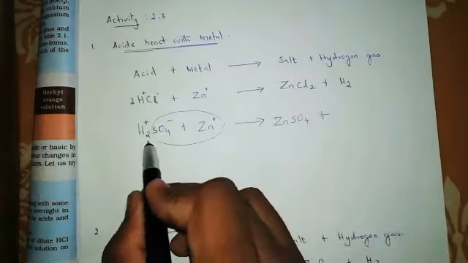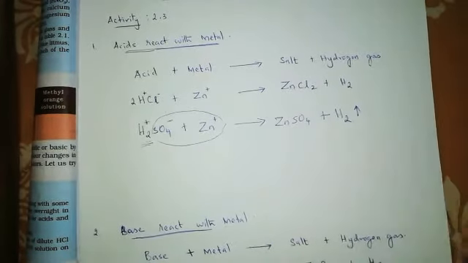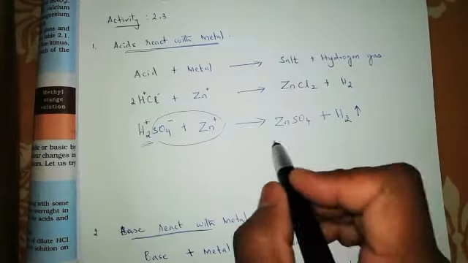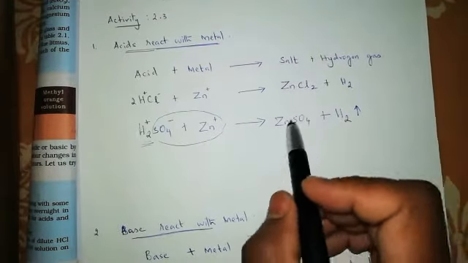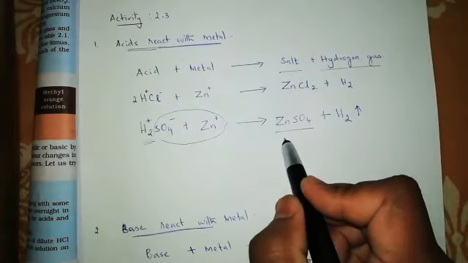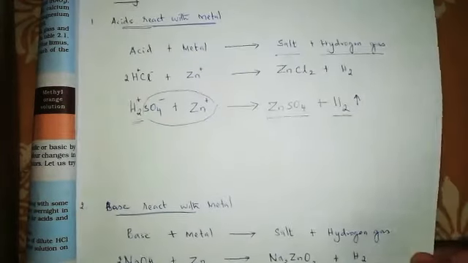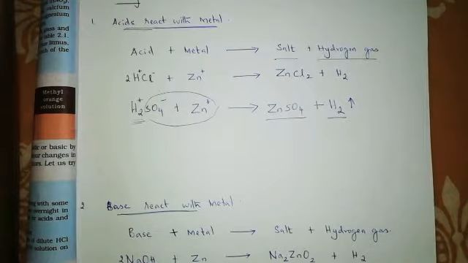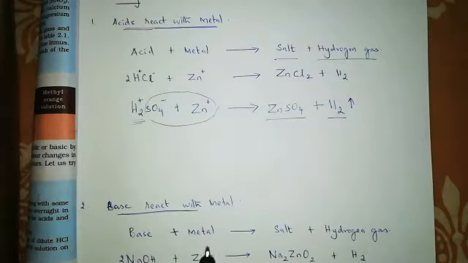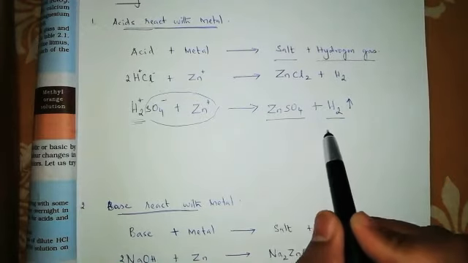And then what is remaining here? We have hydrogen. This comes out as a gas, right? So what is the product formed? Salt with hydrogen gas. The salt is zinc sulfate and hydrogen gas is the main product, right? So what happens when an acid reacts with a metal? All the metals, when they react with acids, give out a salt and hydrogen gas.